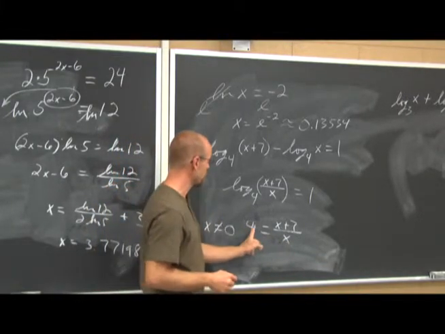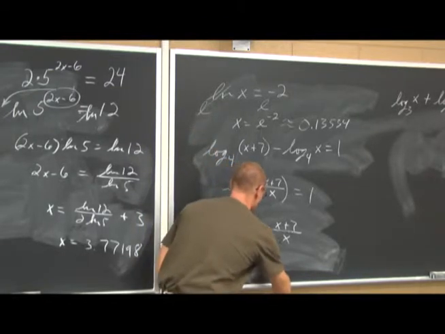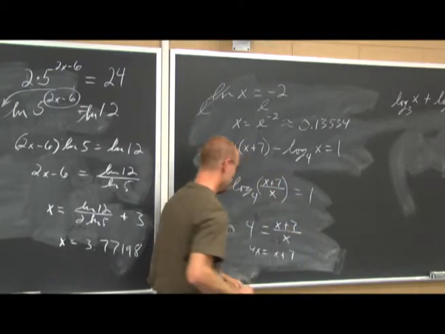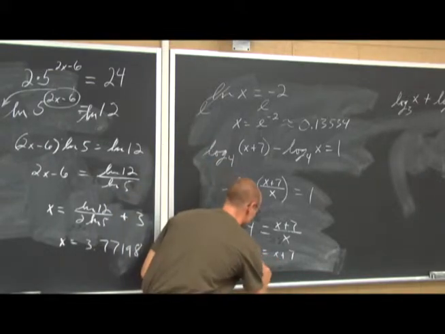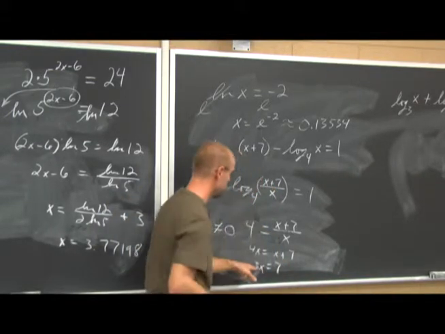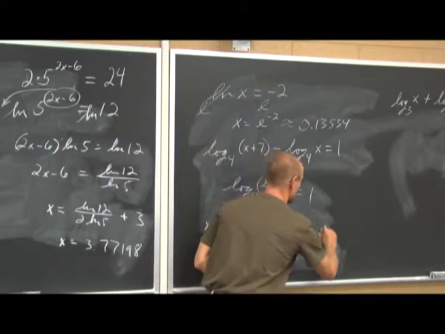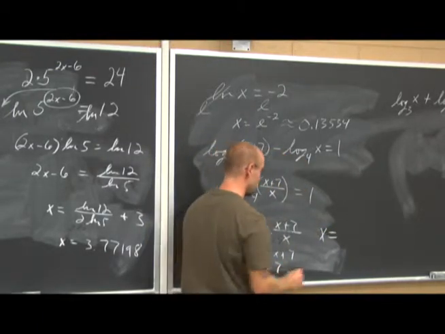So now I can multiply both sides by x. And I can get my x's on one side, subtract x from both sides, and divide by 3, and I get a final answer of x equals 7/3.